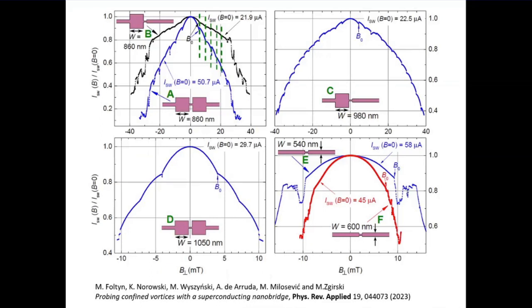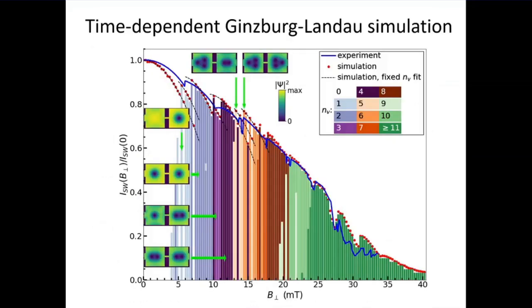Okay, so the message here is that when we sweep this magnetic field, we see some features on these curves at well-defined magnetic fields. And now we can try to think about why these features appear. Here we have a comparison of theory with experimental data. The experiment is presented with the blue solid curve, and these dots correspond to Ginzburg-Landau simulations.